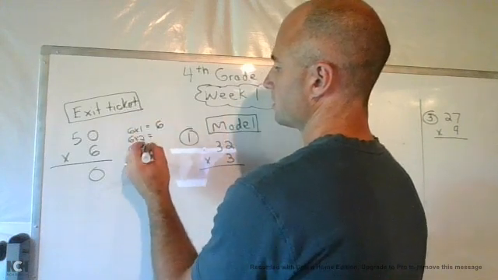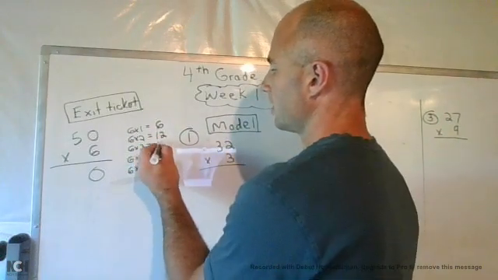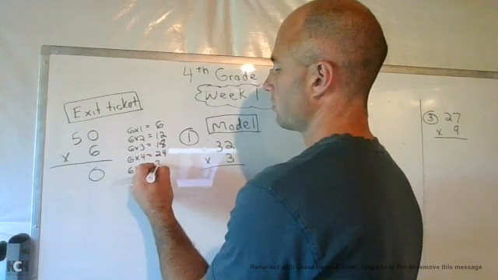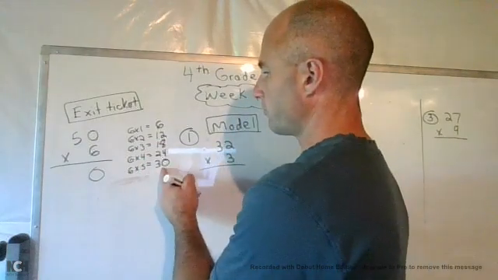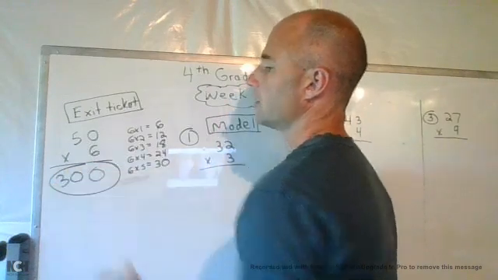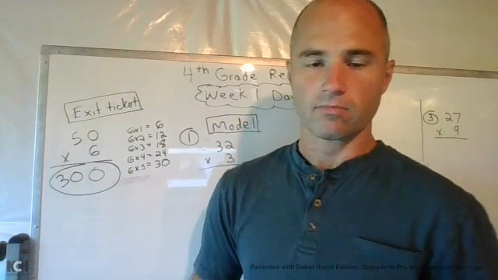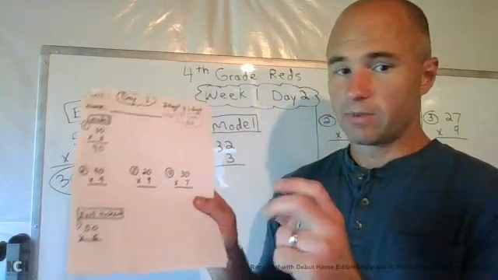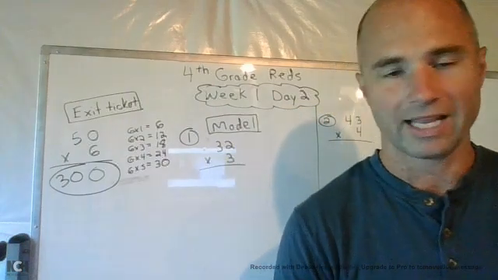6 times 1 is 6. 6 times 2 is 12. 6 times 3 is 18. 6 times 4 equals 24. And 6 times 5 is 30. All right? So, therefore, 6 times 5 is 30, giving me an answer of 300 as my exit ticket answer. So hopefully, if you made a mistake, you're able to look back at your work here and figure out where and why you didn't get 300.